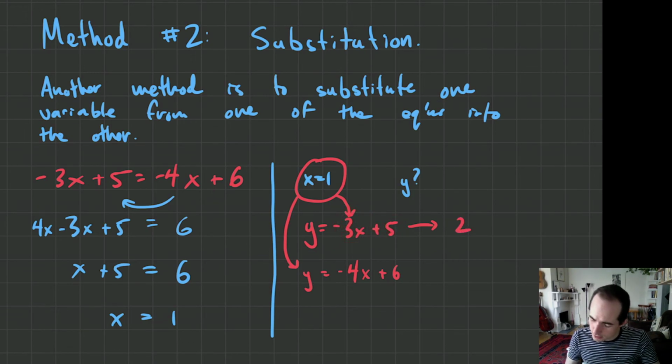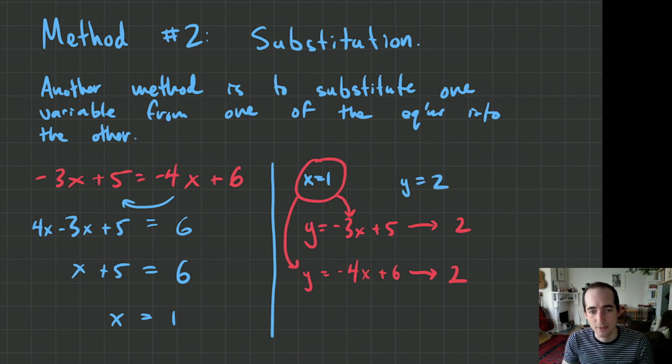Just to be very clear here, it does not matter which one we choose. So let's see if we choose the other equation, whether we get anything different. I've got negative 4 times 1 plus 6. Negative 4 times 1 is negative 4. Negative 4 plus 6 is, look at that, 2. So when x is equal to 1, y is equal to 2.